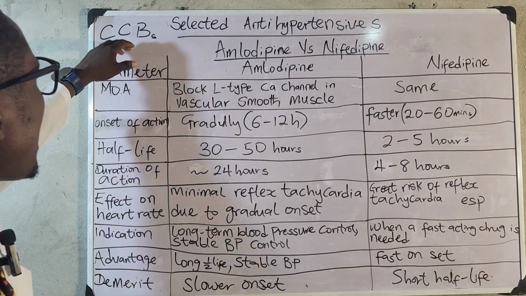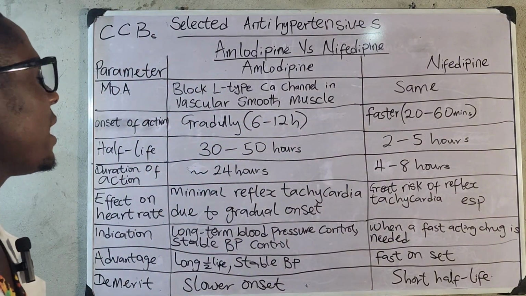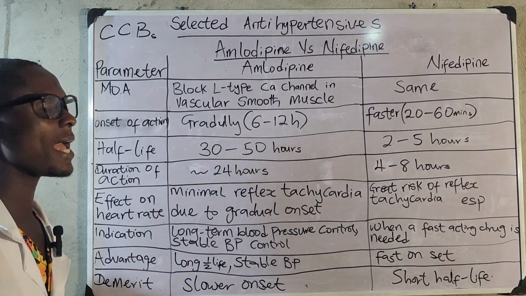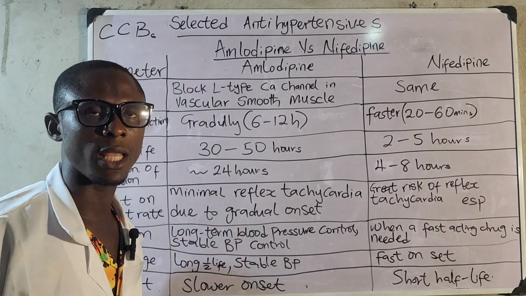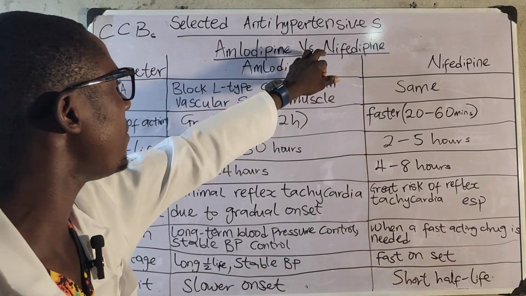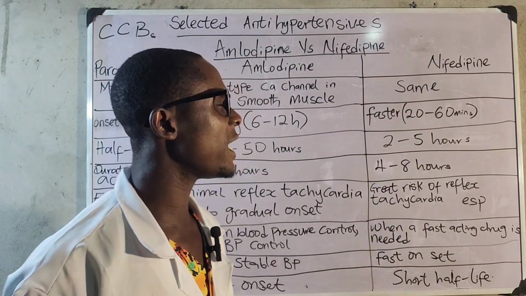the dihydropyridine calcium channel blockers. They are very, very potent, talking about amlodipine and nifedipine.